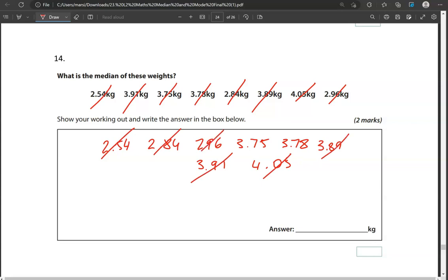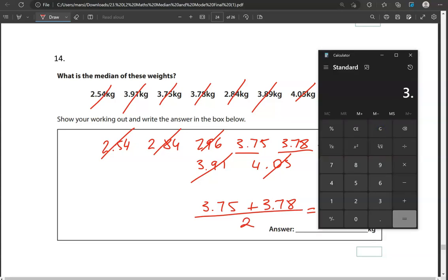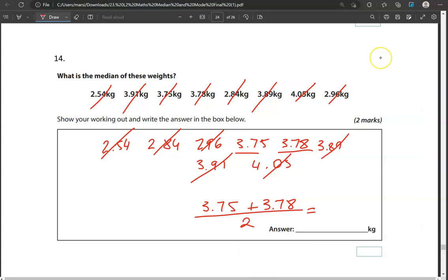one on each side, we've got 3.75 and 3.78. Adding the two together and dividing by 2 gives us 3.765 kilograms.